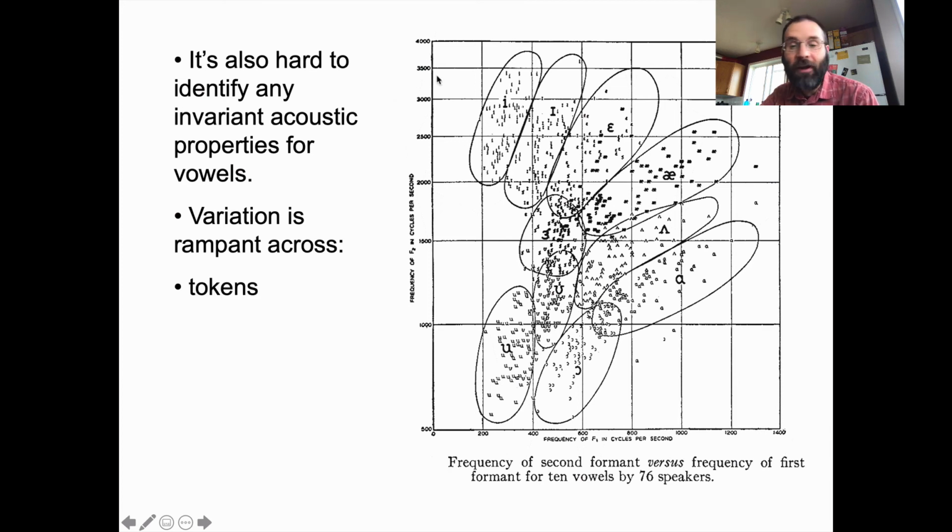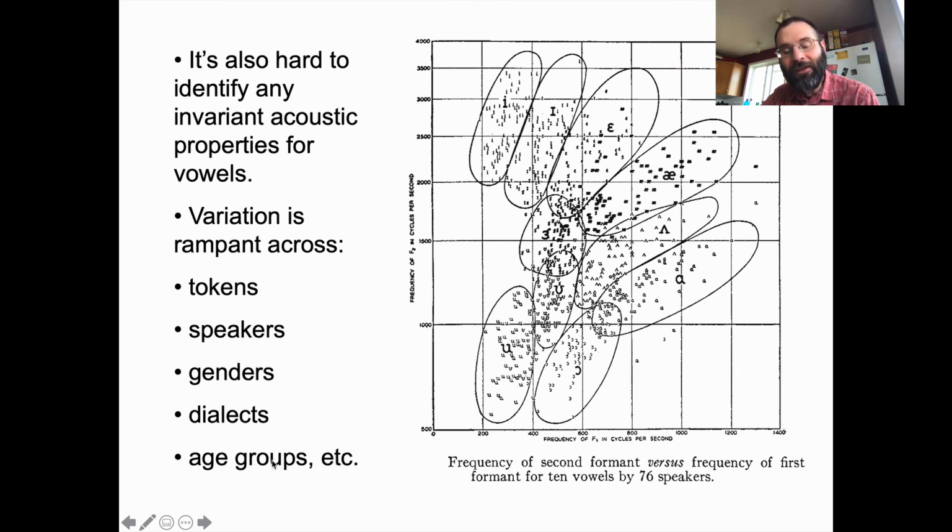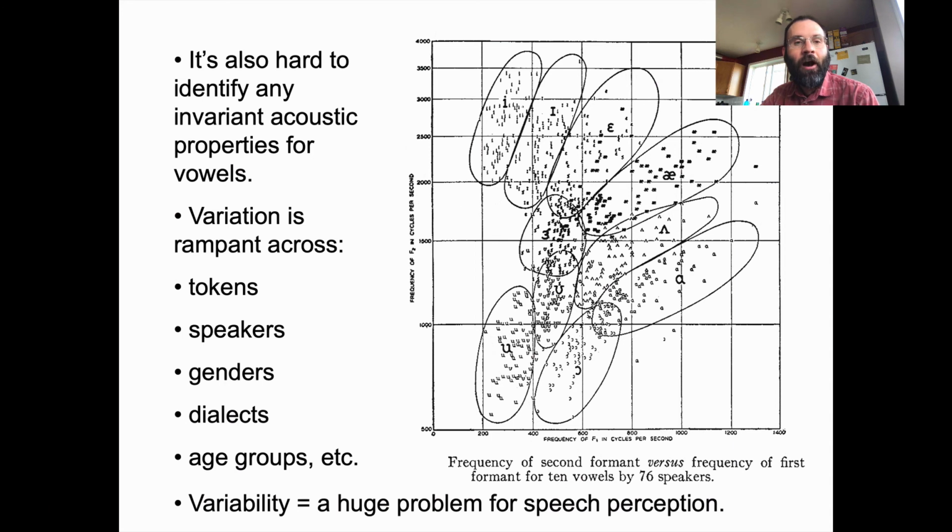So there's variation in tokens. There's variation between speakers. One speaker to the next might produce these vowels in a different way. There's differences between genders. There's differences between dialects. This was done in Michigan, and you'd probably get different results if you did it in California or New York, or for that matter, Australia or Britain or India or wherever, right? There's differences between age groups too. There's variation everywhere we look in speech. It never goes away. It's a lot easier to find the variation than it is to find the invariance.